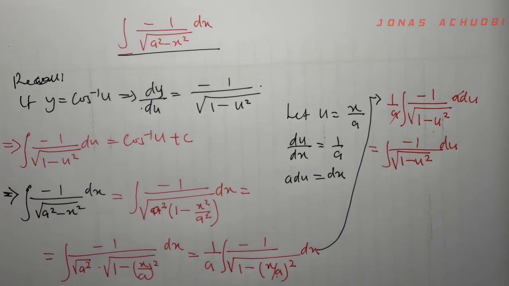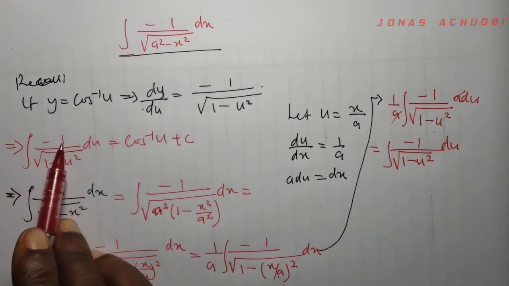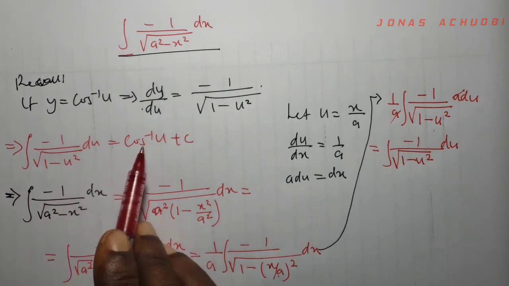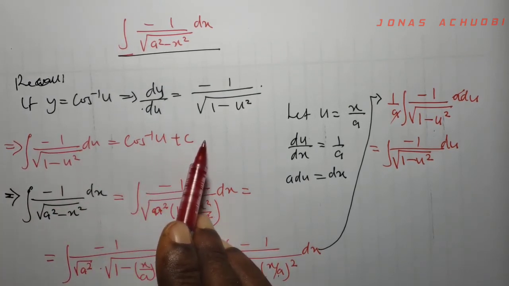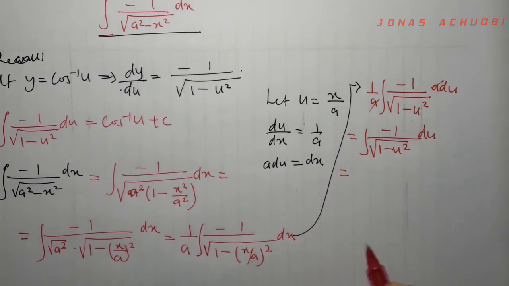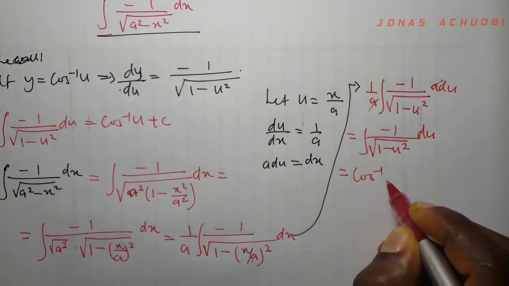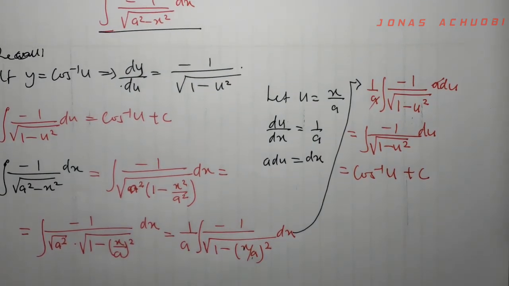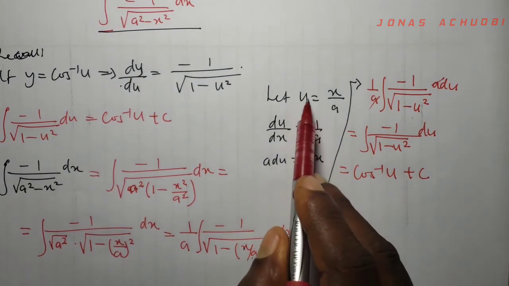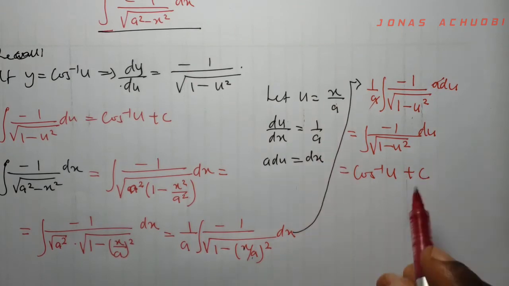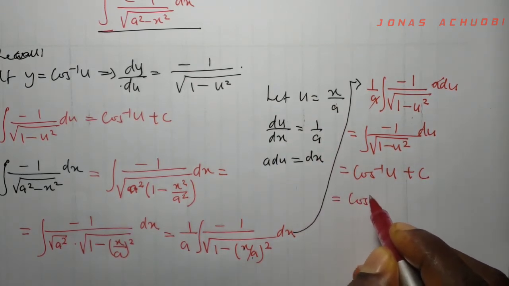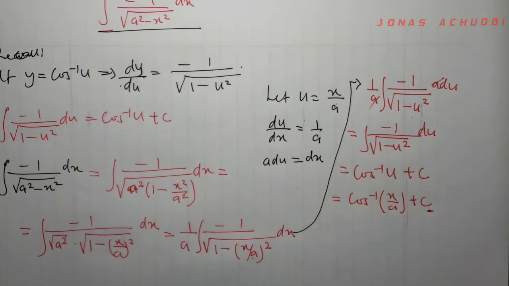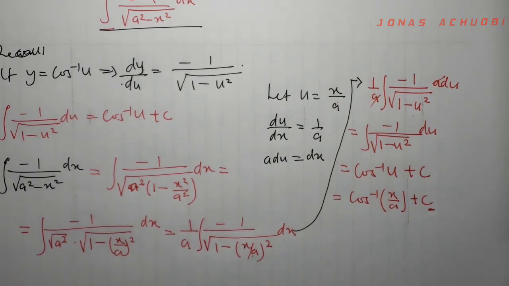Going back to what we already know, the integral of -1 over the square root of 1 minus u squared du is cos inverse of u plus c. So this integral we have obtained is nothing but the cos inverse of u plus c, our constant of integration. However, we said let u be x over a. So this becomes the cos inverse of x over a plus c, our constant of integration.